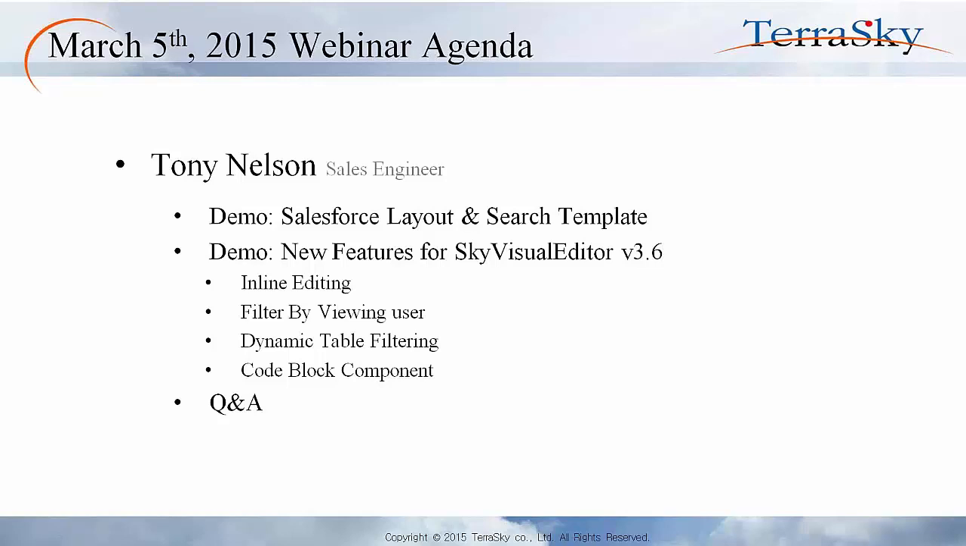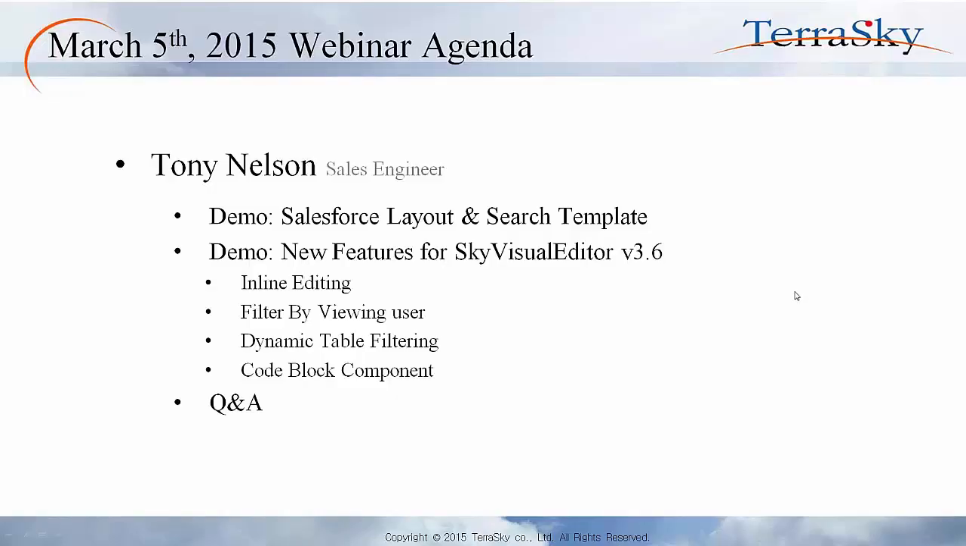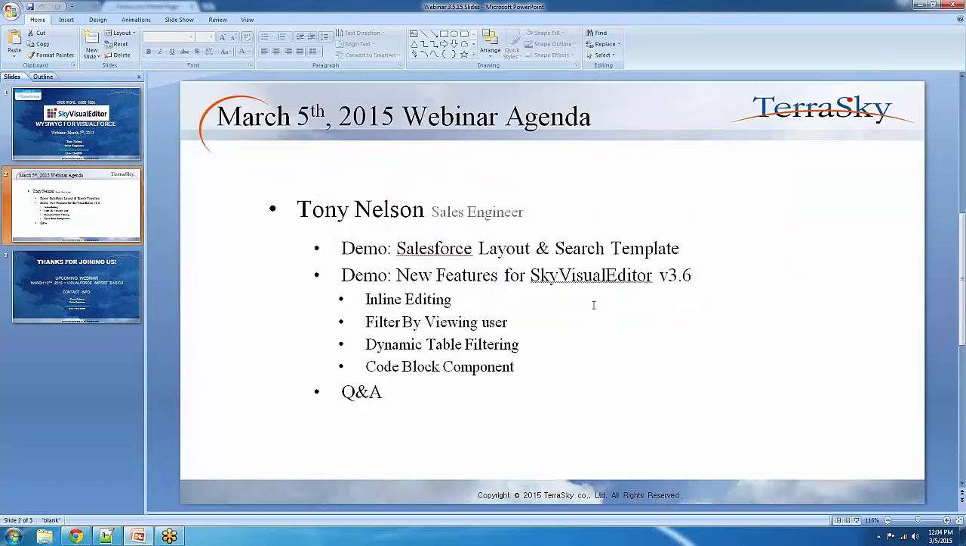Some of the ones that we'll be including are inline editing, filtered by viewing user, so any of that data that needs to be filtered. And then we're going to have dynamic table filtering. What that will mean is it has the ability to type in information, and it will dynamically filter out related content based on what they're typing. And then the last one will be what we call a code block component that's brand new, which basically allows you to add in any of your custom code. So without further ado, let's jump right into the actual demonstration.